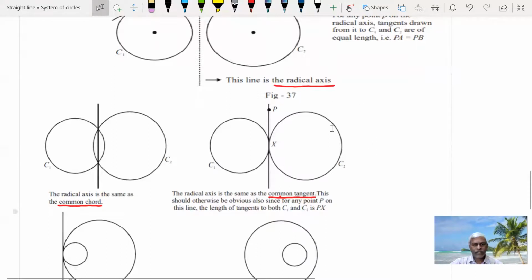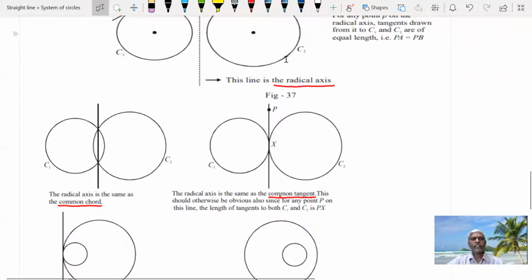వృత్తాలు స్పర్శించుకుంటే, if the circles are touching each other externally, and the tangent, common tangent at the point of contact is the radical axis. So depending on the circles, the same radical axis becomes different.